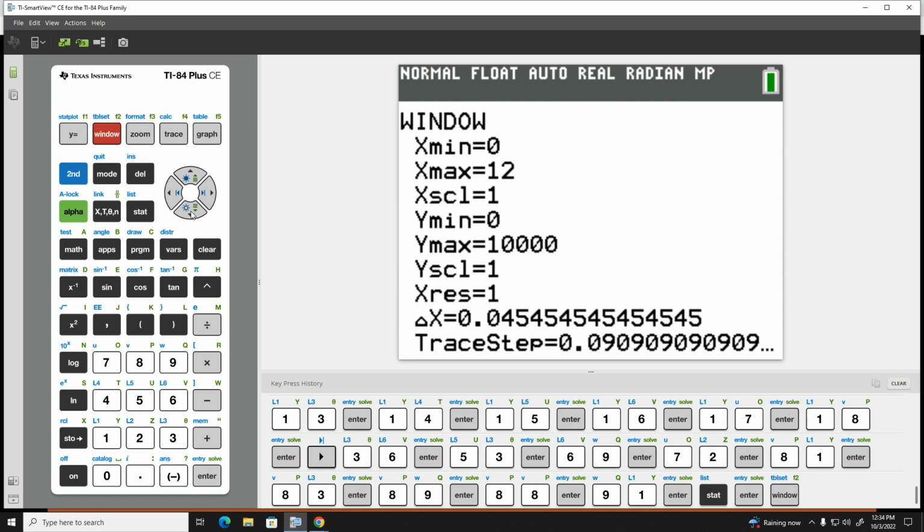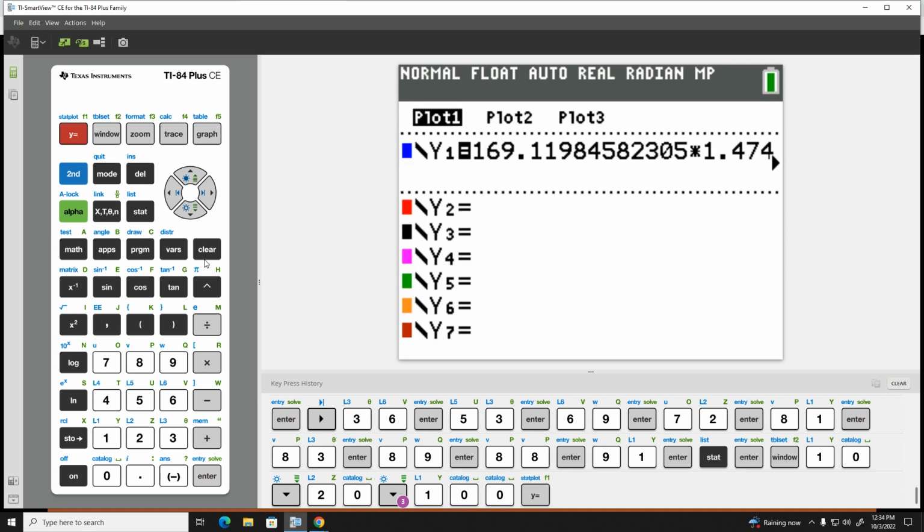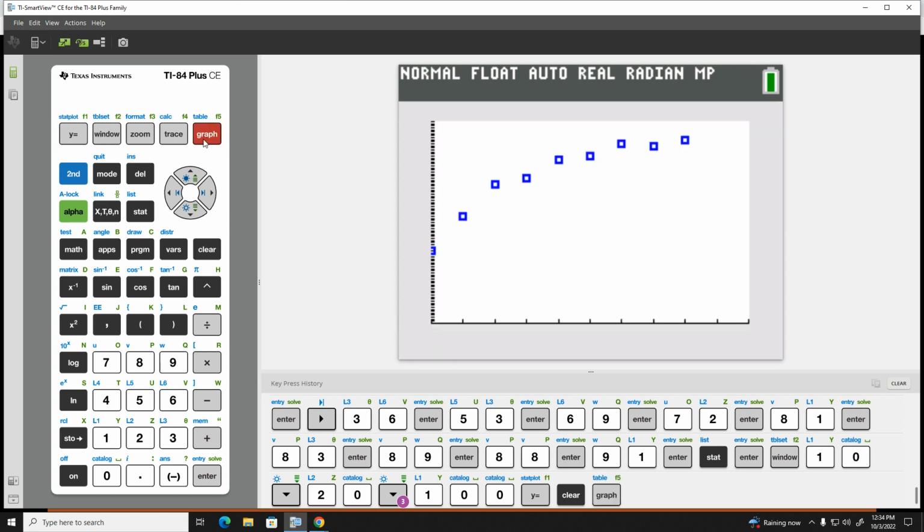So we said 10 to 20 on our ages, and 0 to 100 on the percentages. Then I go into my y equals, clear out the formula that I have there, make sure I have the plot turned on, and hit graph, and I see the shape. I see my first data point right on the axis that's drawn there, because that's at 10, which is where I started my graph, and then it goes up pretty steep and kind of levels off.